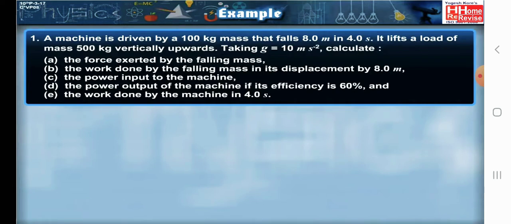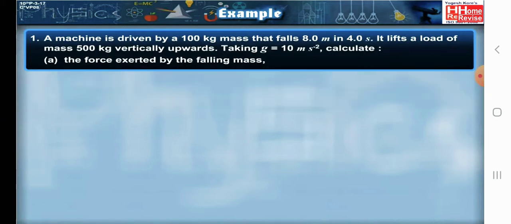Calculate A. The force exerted by the falling mass. B. The work done by the falling mass in its displacement by 8 meters. C. The power input to the machine. D. The power output of the machine if its efficiency is 60%. And E. The work done by the machine in 4 seconds.